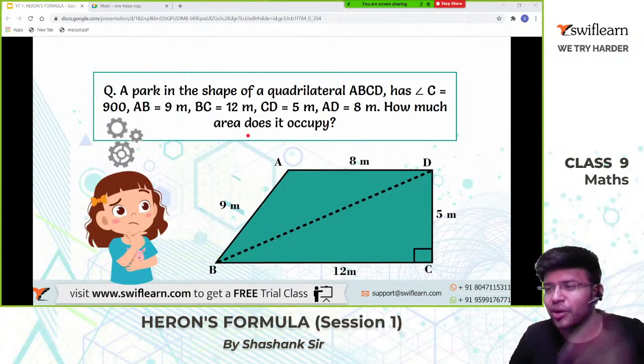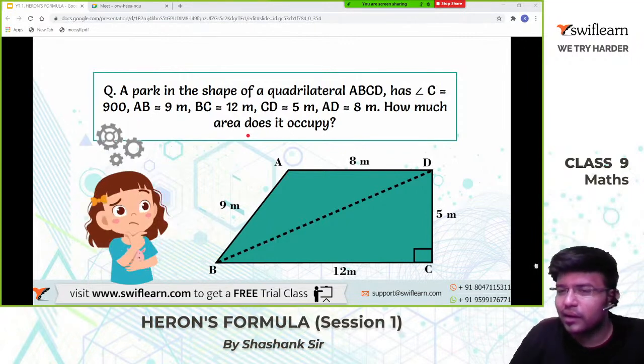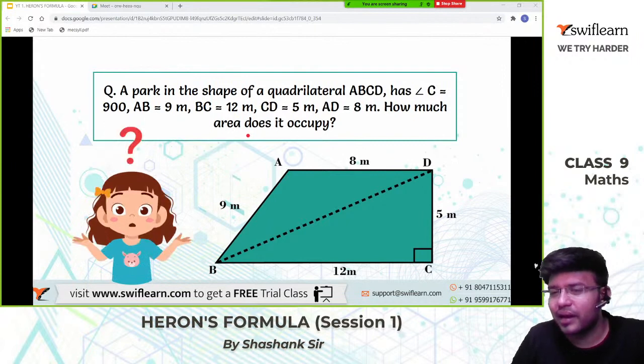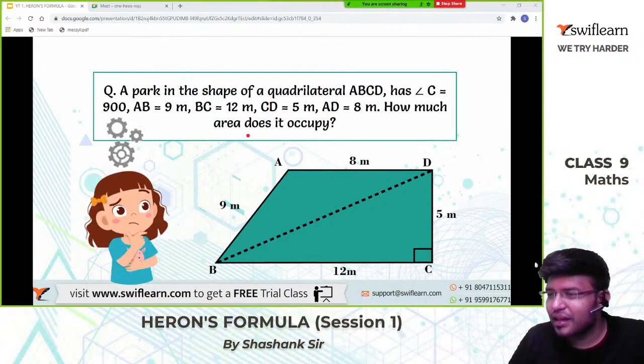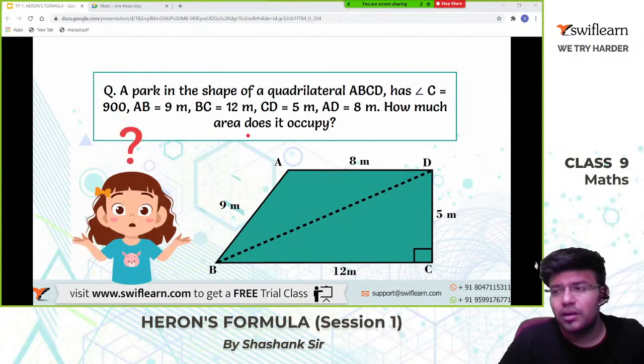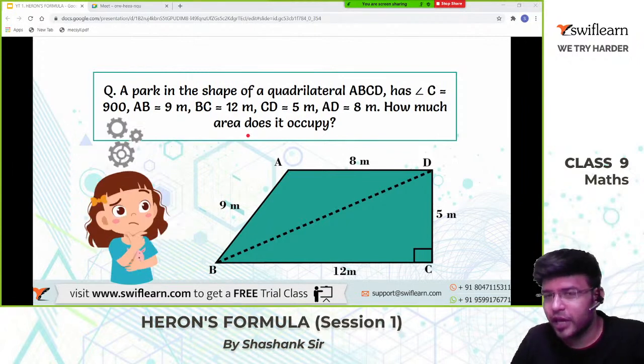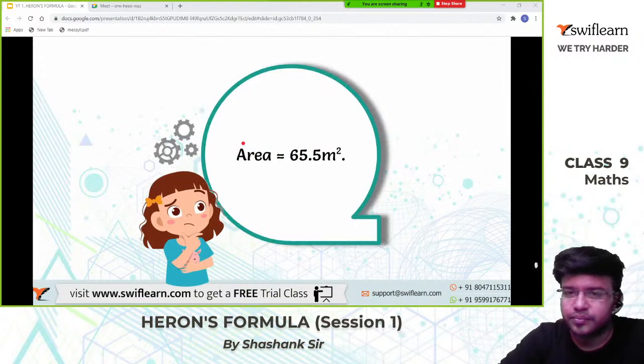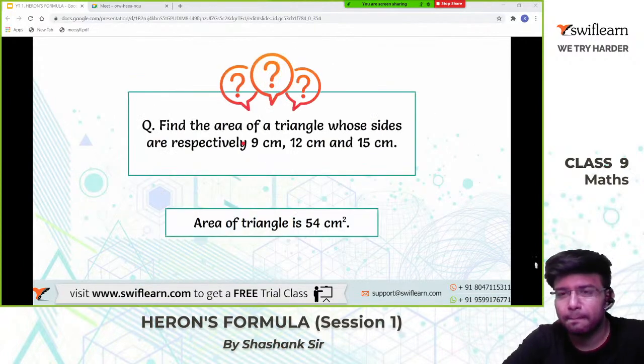So what is the question here on the screen asking? A quadrilateral is given that is right angled at C, and we need to find the area of this quadrilateral. So, look here.